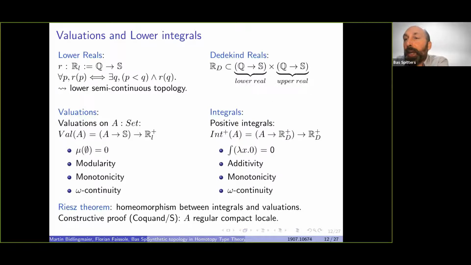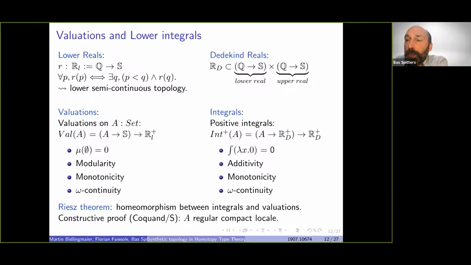And it satisfies a number of properties. So additivity, monotonicity, and omega continuity. And then what one can prove completely constructively is that we have a homeomorphism between integrals and valuations. And this is just the Riesz theorem.